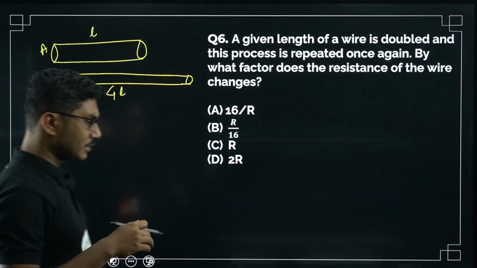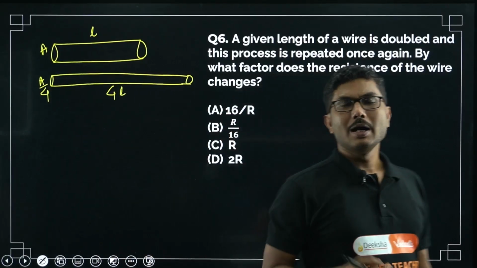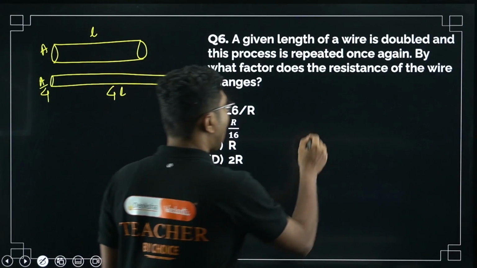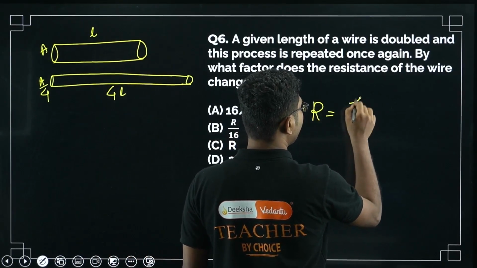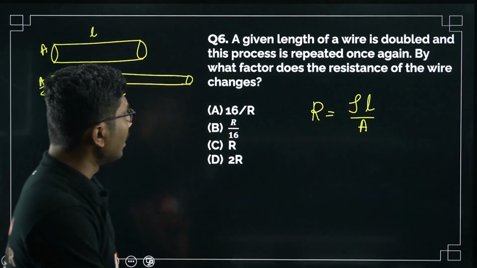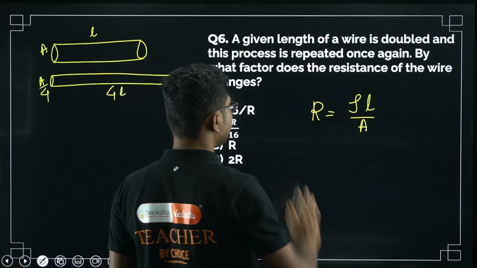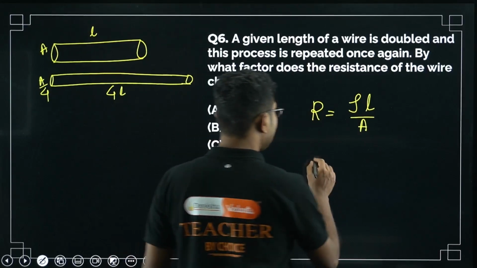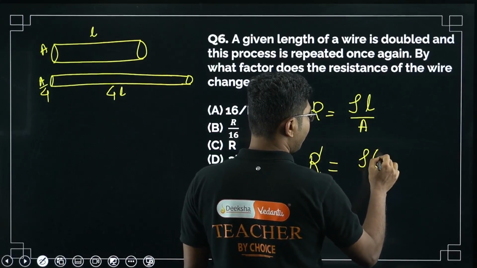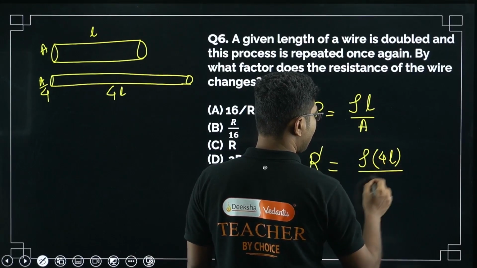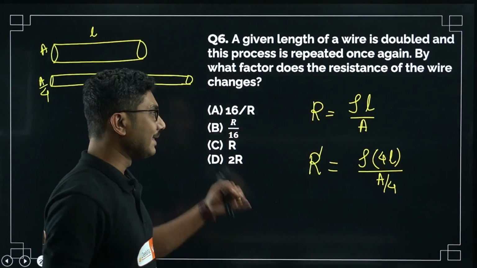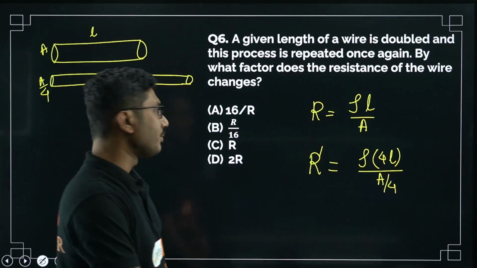Right? So as you increase the length, the area will proportionally decrease. Now we know that R is equal to rho L by A. Initially this is the resistance, R. Final resistance R dash is basically rho 4L divided by A by 4. So you might say that if I increase the length 4 times, then resistance will be only 4 times.